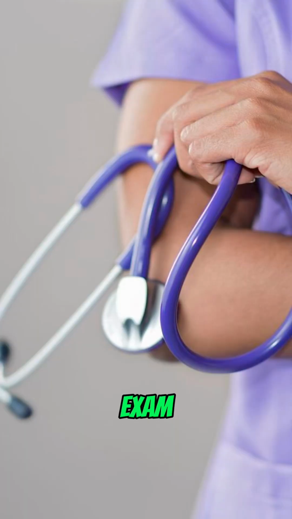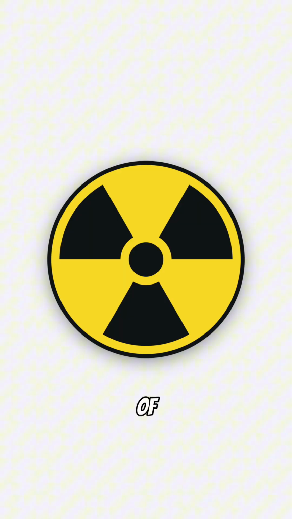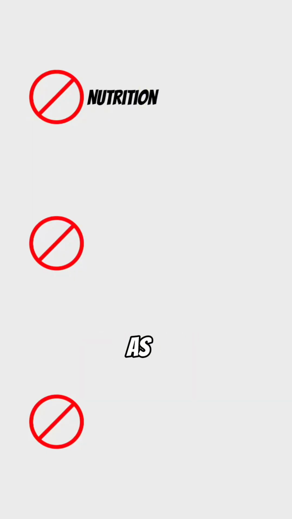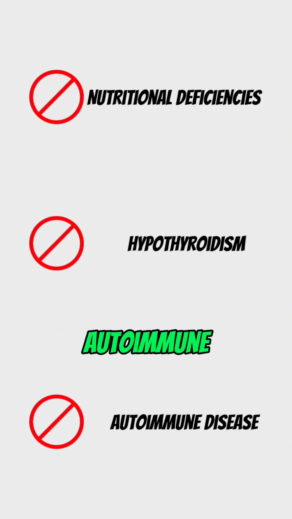First, start by taking a good history and physical exam. You want to know about smoking, occupational, chemical exposures, prior chemotherapy and radiation, all of which are risk factors for MDS. Next, you want to accurately assess the patient by evaluating for alternative causes for cytopenias, such as nutritional deficiencies, hypothyroidism, and of course, autoimmune disease.